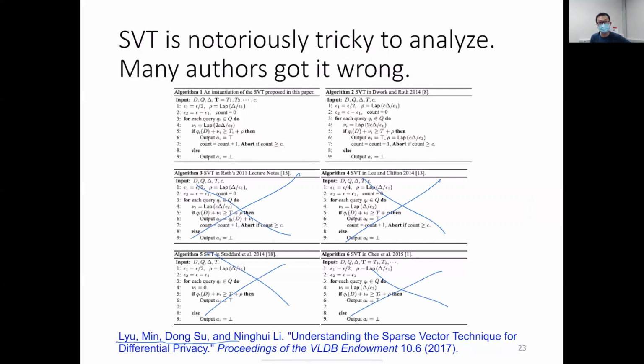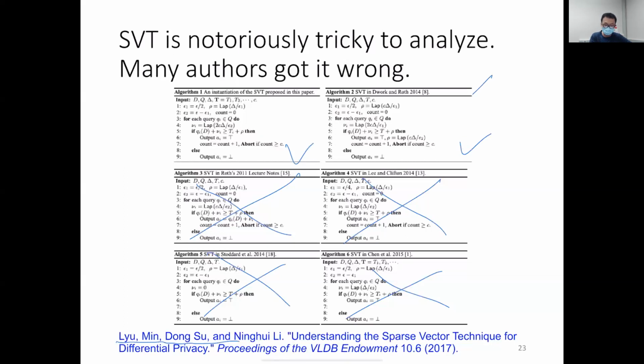So many of them do not satisfy epsilon DP with epsilon smaller than positive infinity, and then some are off by a factor that depends on the number of rounds. Some got those parameters right. Only the first 2 versions are correct.